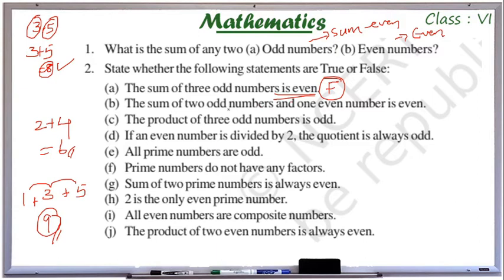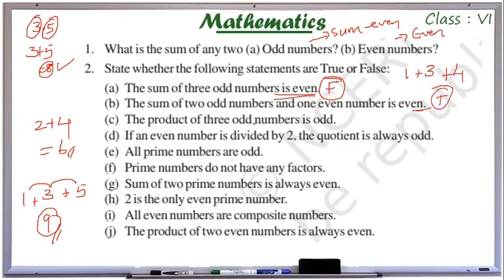And coming to the sum of two odd numbers and one even number is even. So we can check: 4 plus 3 is equal to 7, 7 plus 1 is equal to 8. It is an even number, so it is true.